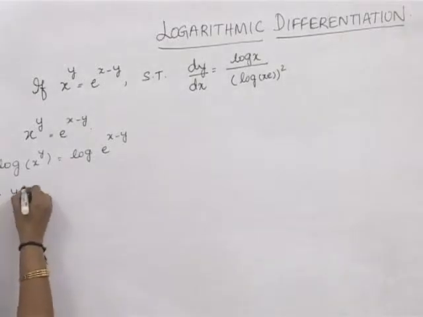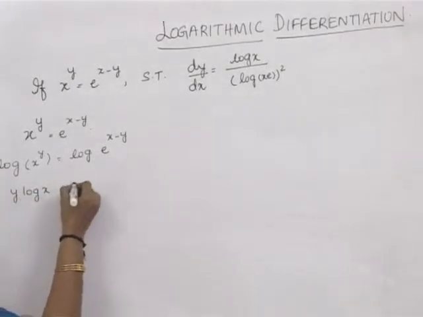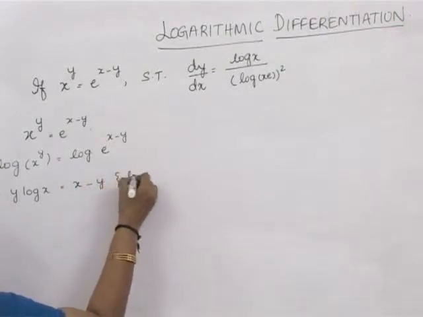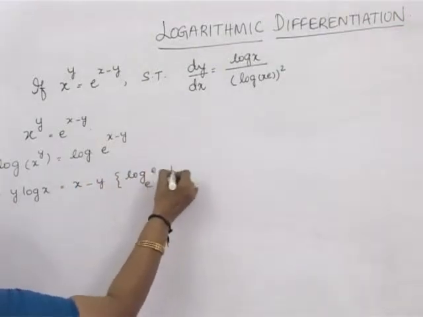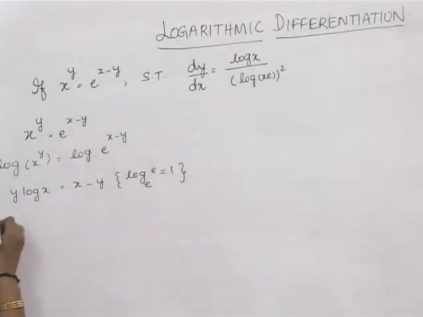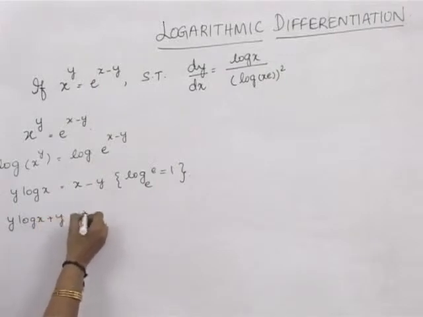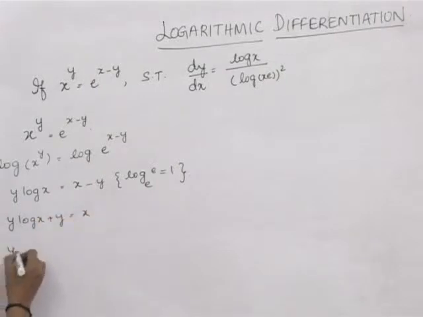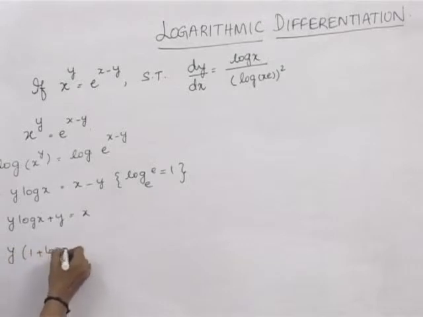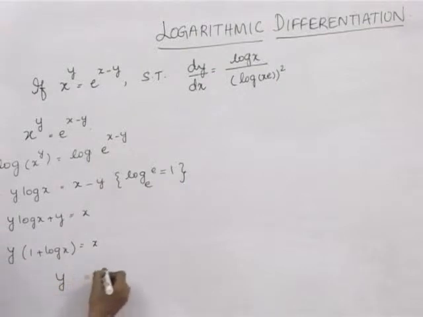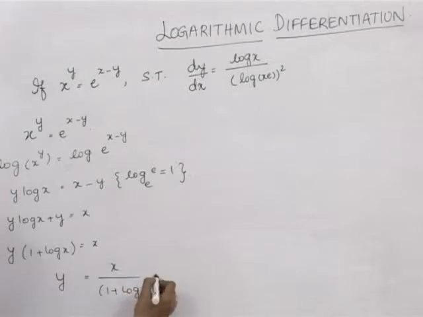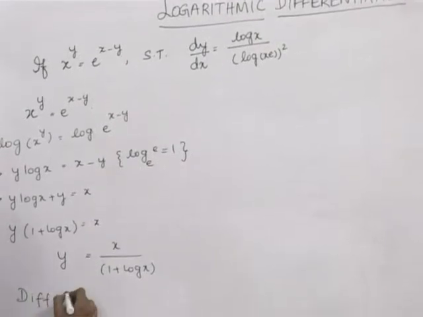So this implies y log x is equal to x minus y. That is because log e to the base e is equal to 1. So this implies y log x plus y is equal to x, which implies y into 1 plus log x is equal to x. Therefore y is x divided by 1 plus log x. Now let us find the derivative of this. So differentiate both sides with respect to x.